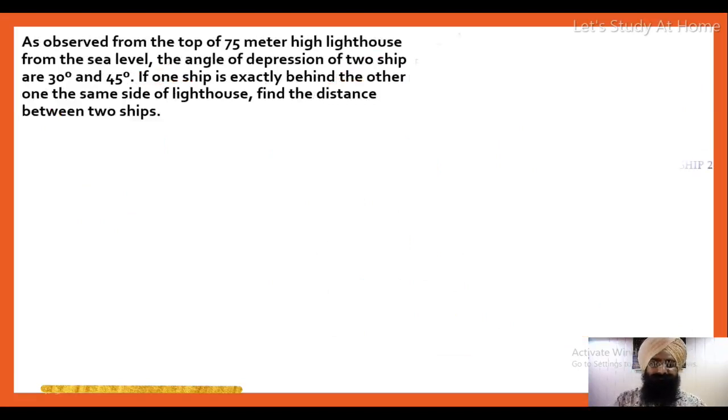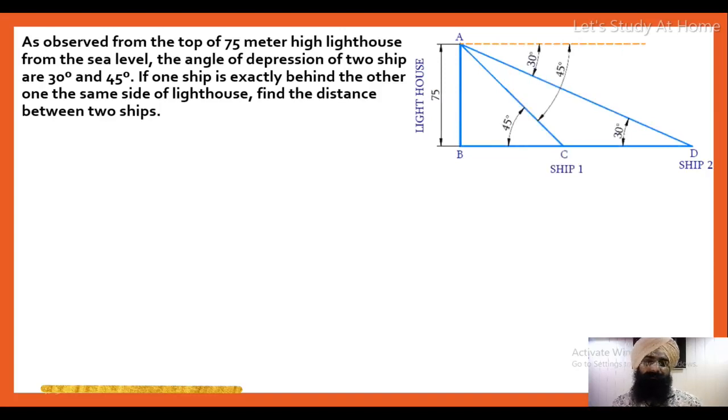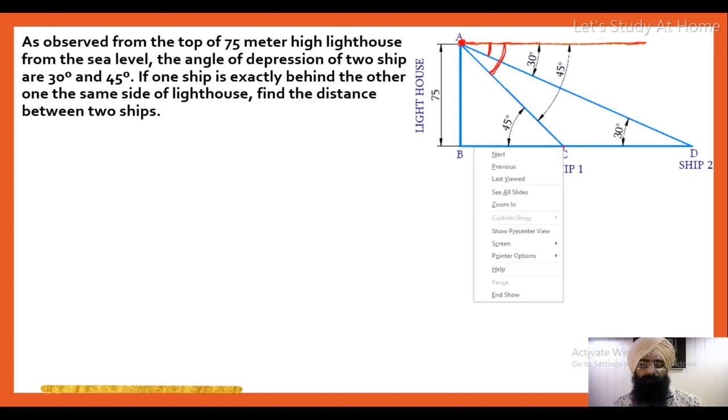Okay, let's now observe the top of a 7 meter height lighthouse from the sea level. Okay, they are observing. Now what is formed? The angle of depression with the horizontal line, which is parallel to the earth. Okay, this you will have to draw. The angle of depression is 30 degrees and 45 degrees. Okay, these angles are with ship 1 and ship 2. We want to find the distance between the ships.